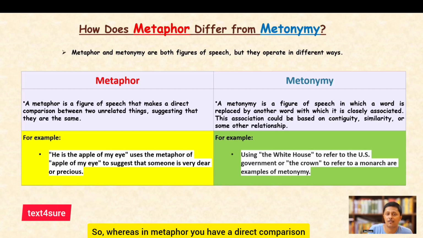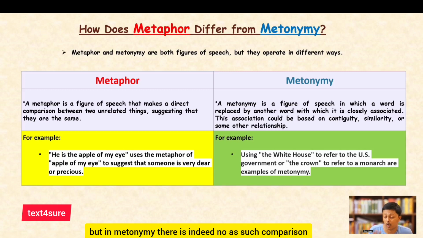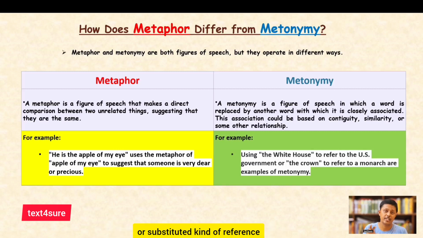So whereas in metaphor you have a direct comparison, in metonymy there is no such comparison, but there is a mention of a closer relationship, a substituted kind of reference. In metonymy there is replacement, but in metaphor there is no replacement, there is connection, comparison, not explicit but implied comparison. Explicit comparison is found in simile. So these are the basic differences between metaphor and metonymy. If you still don't understand, just go through these lines and you can understand easily.